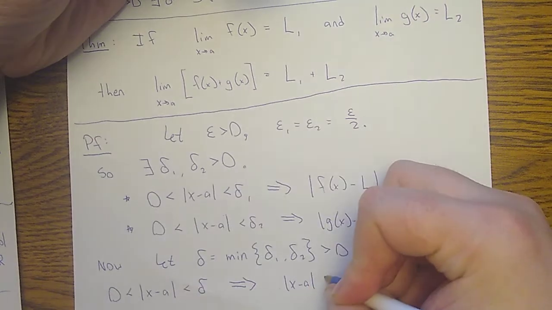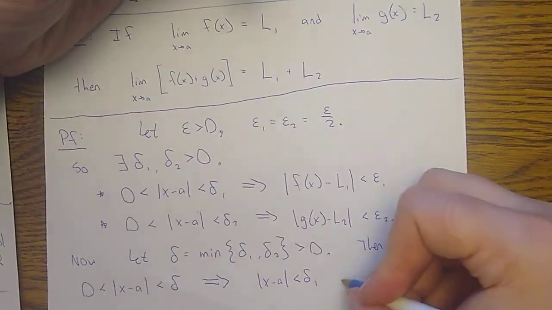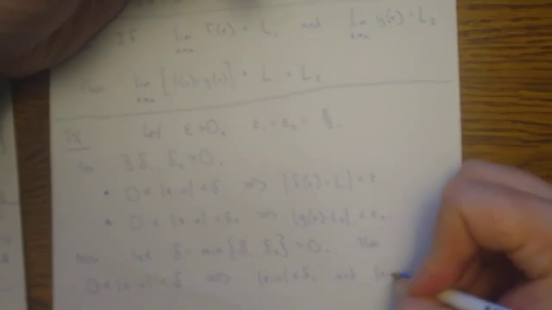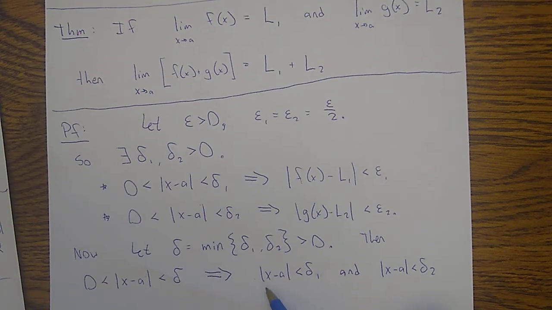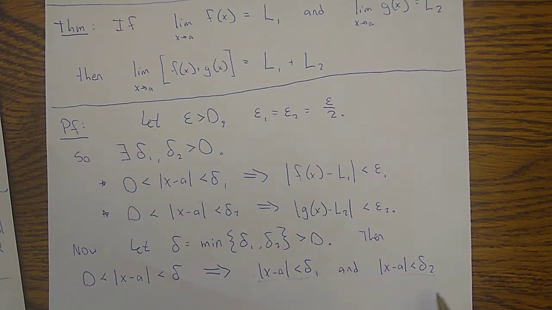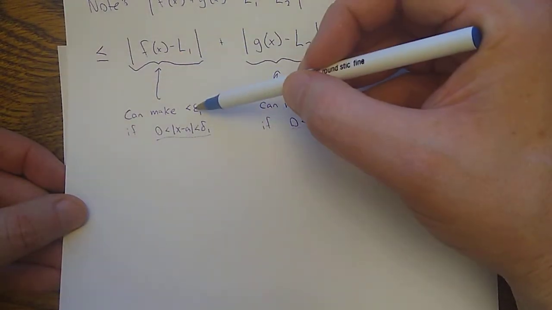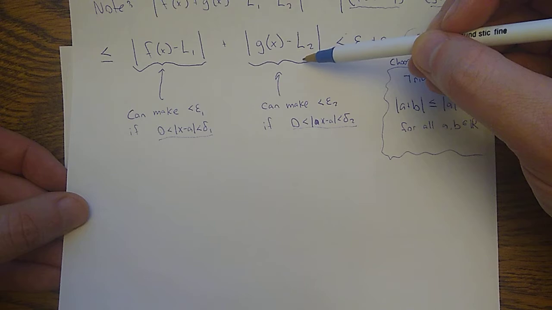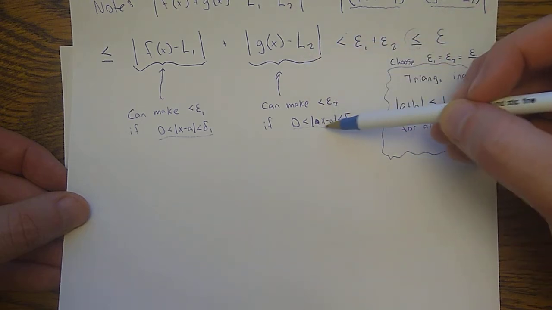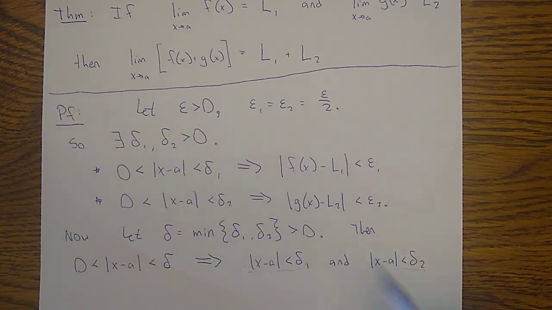So this would imply that if this is smaller than delta, then it's smaller than delta 1, and it's also smaller than delta 2. Meaning that I have both of these, right? Because this number is smaller than epsilon 1 as long as this is smaller than delta 1, which it is. And this number is smaller than epsilon 2 as long as this number is smaller than delta 2, which it is. So that's the purpose of the min.